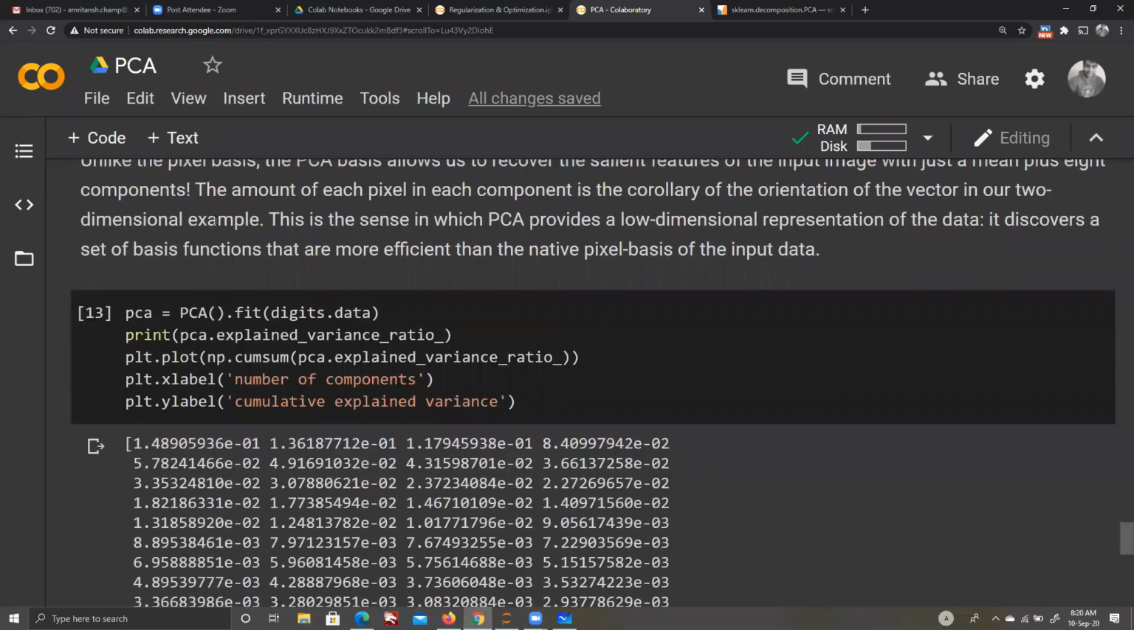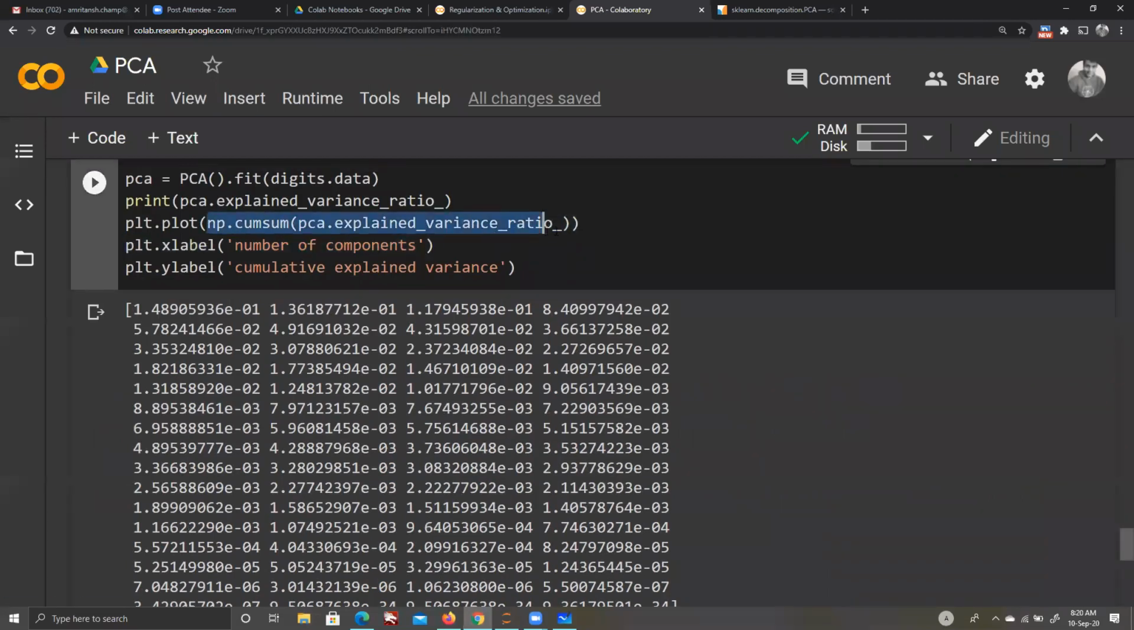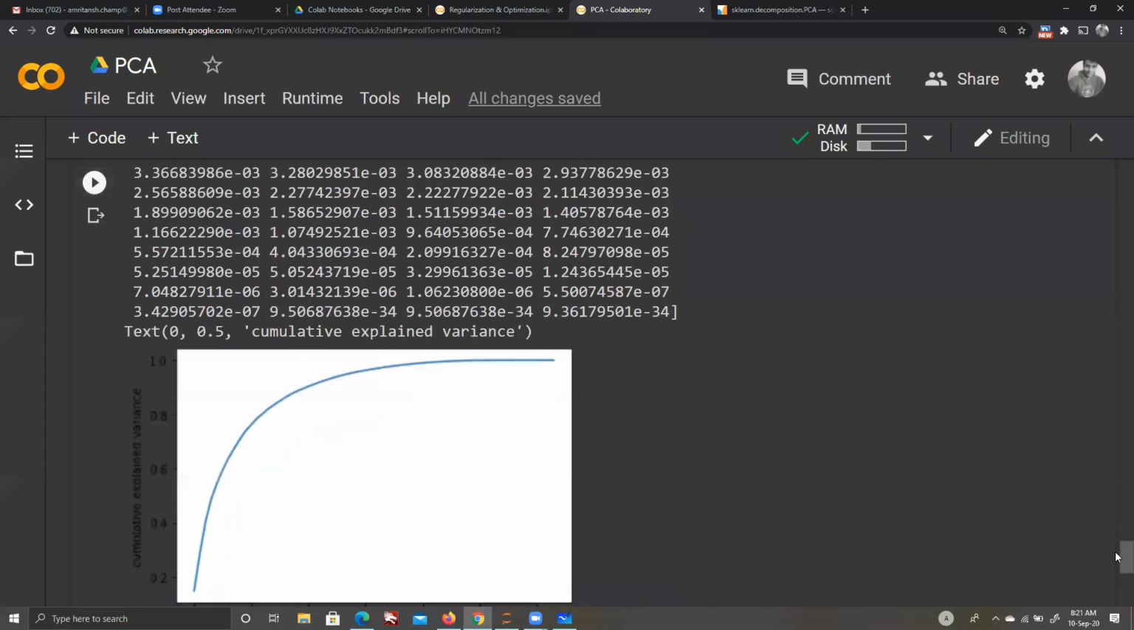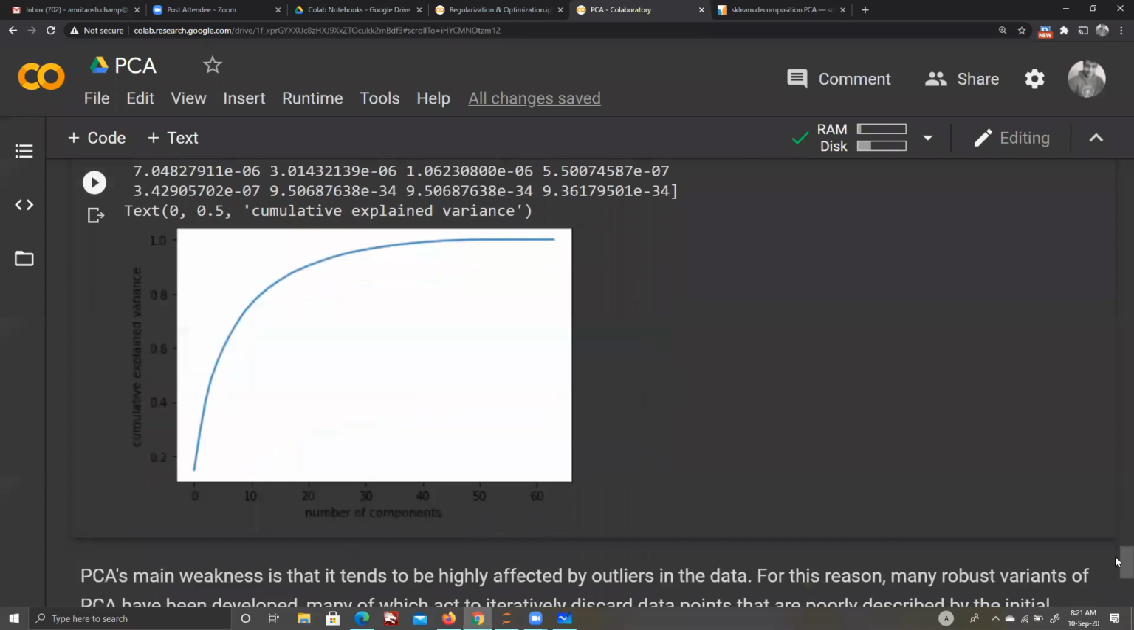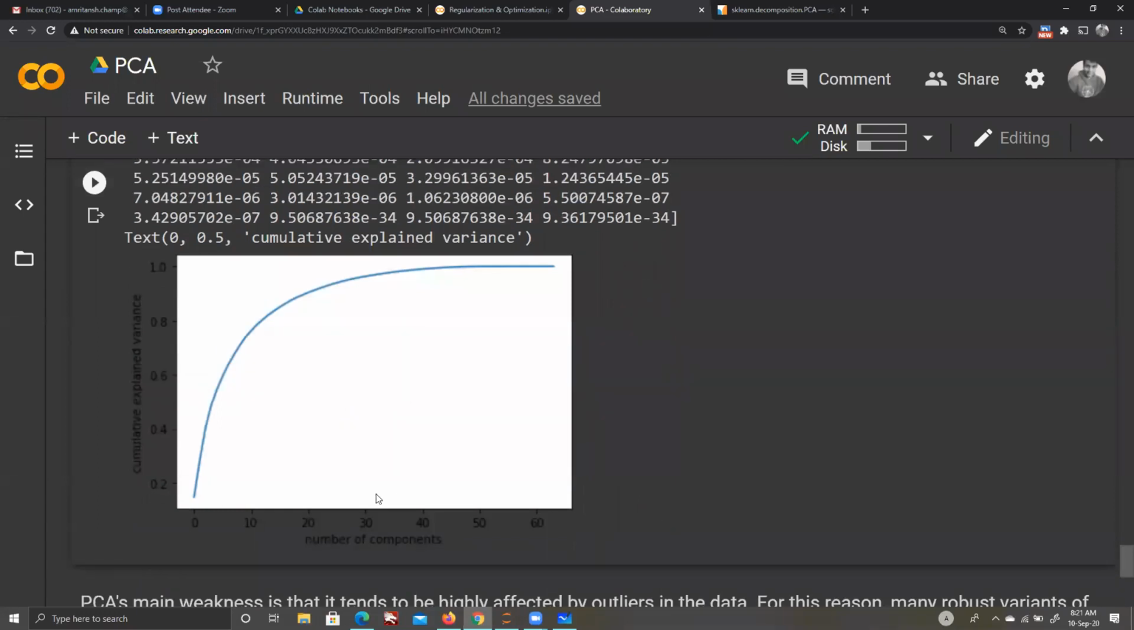Basically you just get a cumulative sum of all the variance ratio. The total sum is of course 1. And you can get a plot, and just by looking at the plot, it's very easy to figure out how many dimensions I will require. Now, ideally, we don't go beyond 50% dimensions, okay?